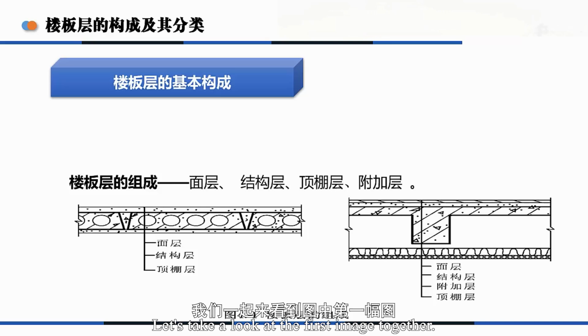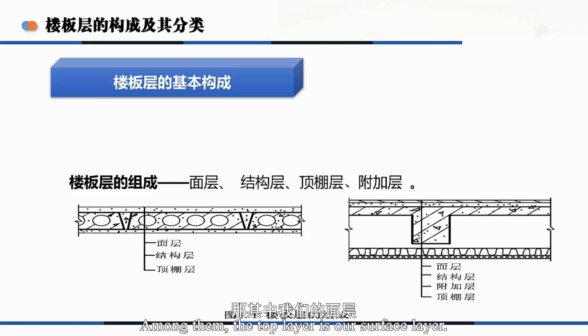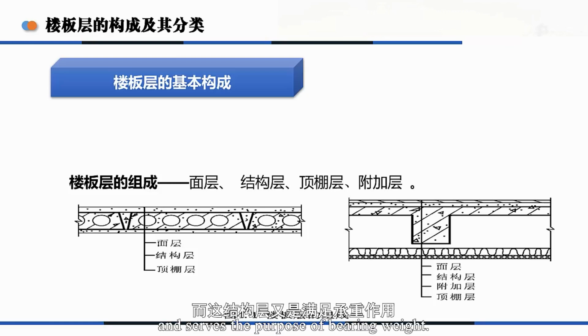Let's take a look at the first image together. This is a prefabricated reinforced concrete floor slab. Among them, the top layer is our surface layer. In the middle is our structural layer, which uses prefabricated reinforced concrete hollow slabs and serves the purpose of bearing weight. At the bottom is our ceiling layer.